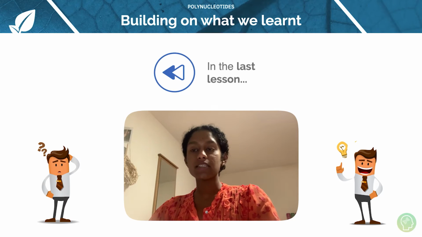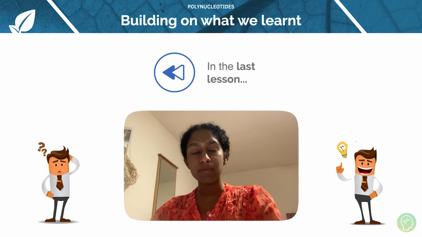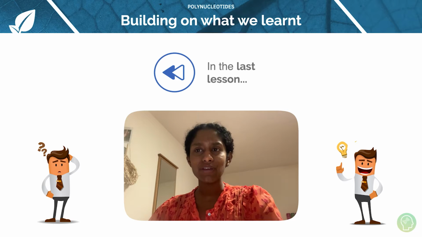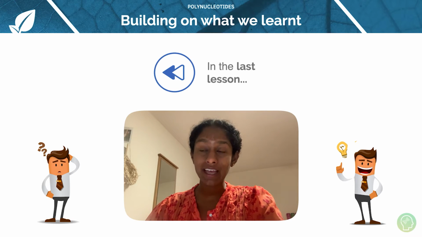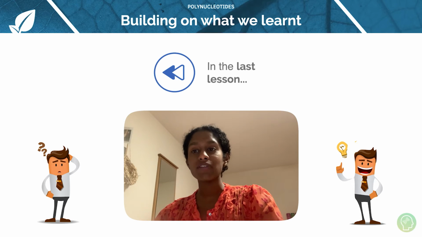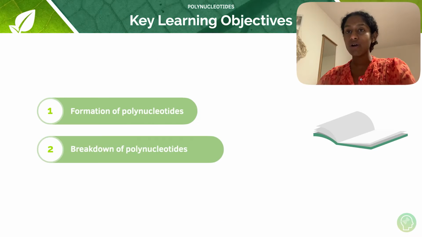So in the last lesson we learned about how DNA and RNA are nucleic acids containing many monomers called nucleotides. You now understand that every nucleotide is made up of a pentose sugar, a nitrogenous base and a phosphate group. And you know the different nitrogenous bases and the differences between DNA and RNA nucleotides. So now that we've got that basic foundation of what a polynucleotide is, we're going to talk about how we form them and we break them.